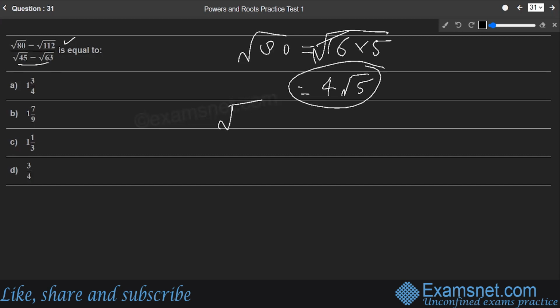What is under root of 112? Let us find out. 112 can be written as 16 into 7. So clearly under root of 112 is root of 16 into 7. That is nothing but 4 root 7. That is the under root of 112. How can we write under root of 45?